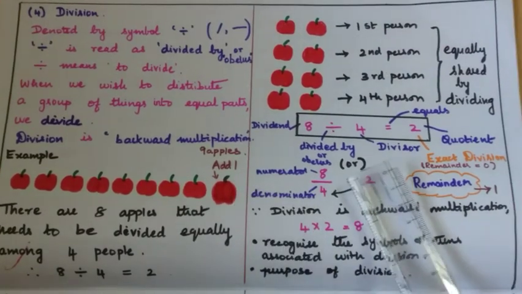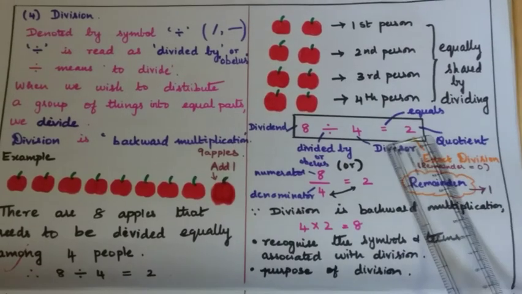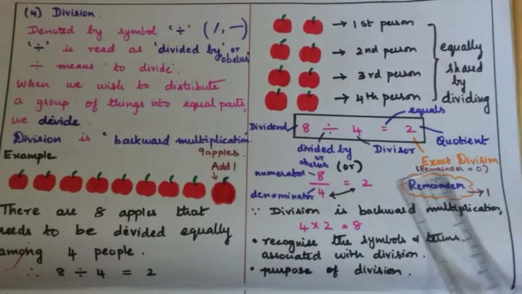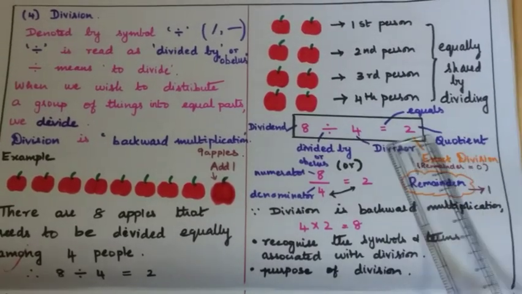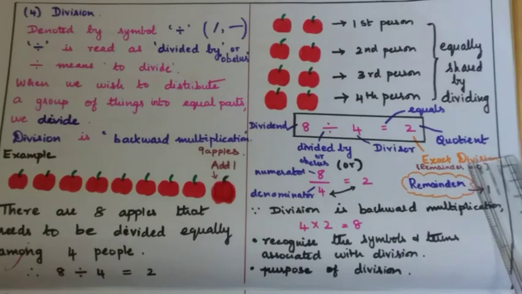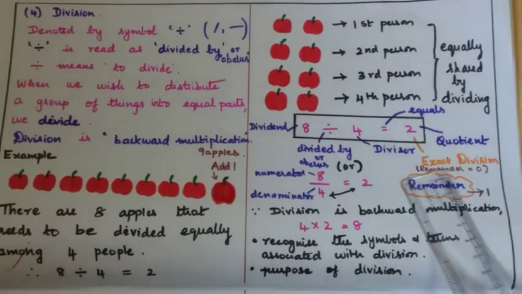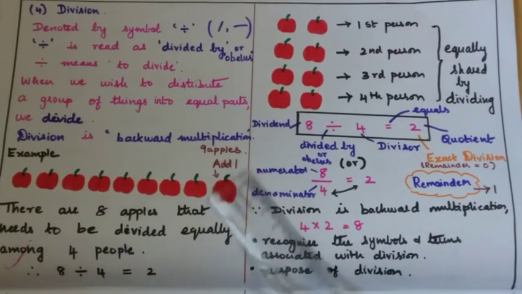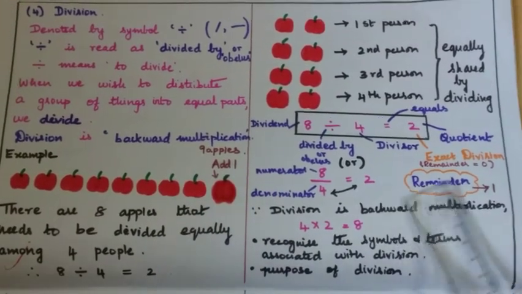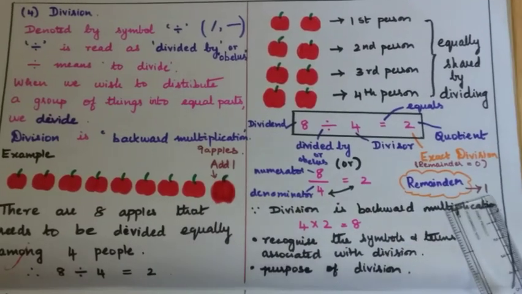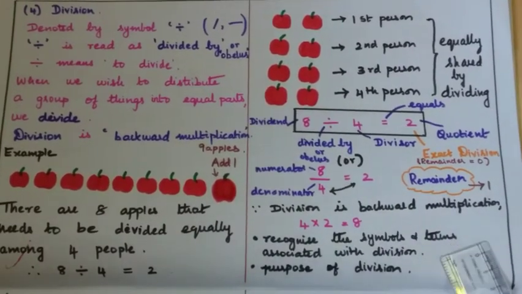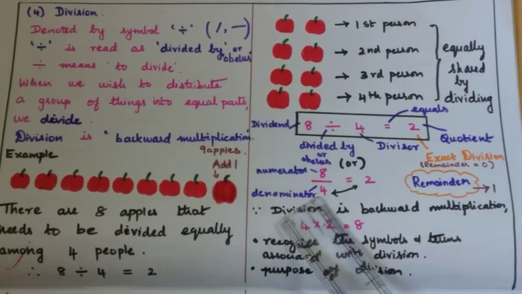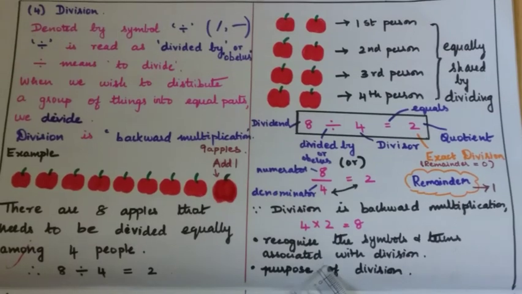By these two examples, we understand that when the apples are distributed equally among people and we are left with none of the apples, then the remainder obtained is 0 and it is called exact division. Whereas in the second example, when we distribute the apples equally among 4 people and we are left with an apple, then it is called the remainder. So these are the two different examples to make the kids understand the concept of remainder in division.